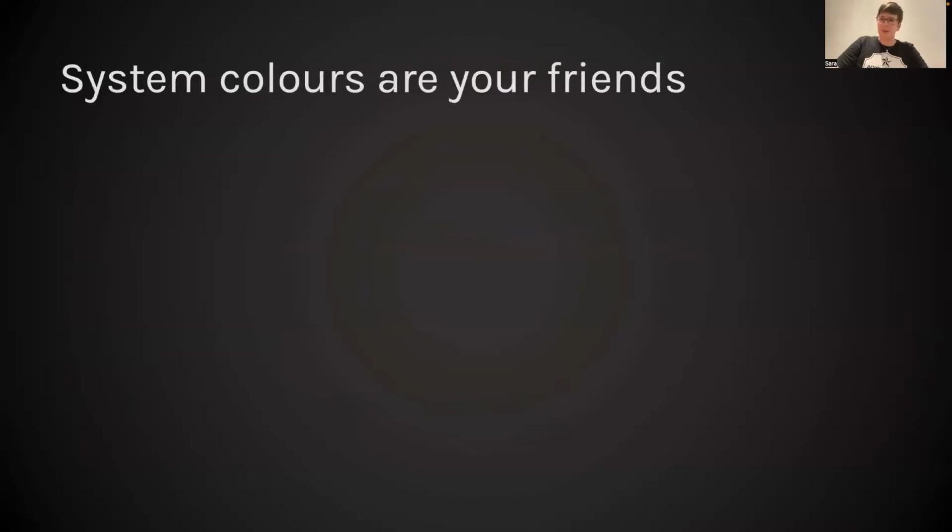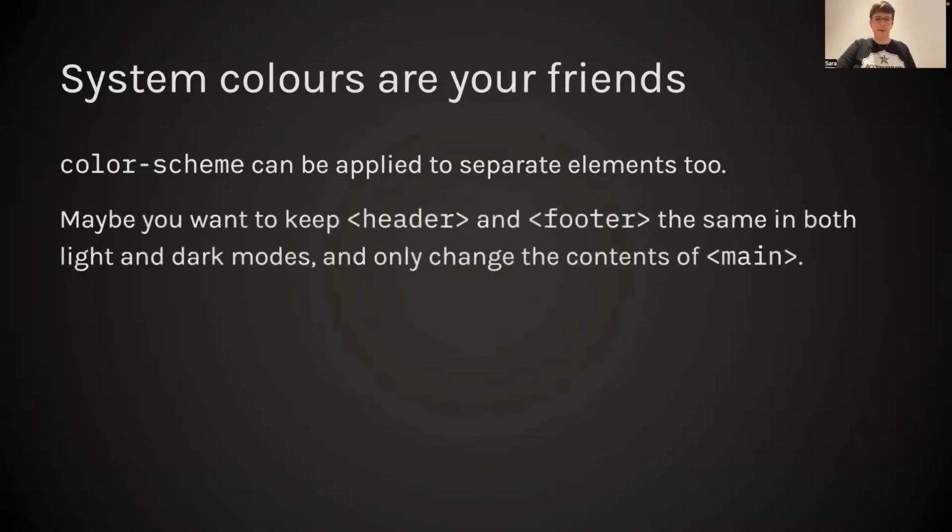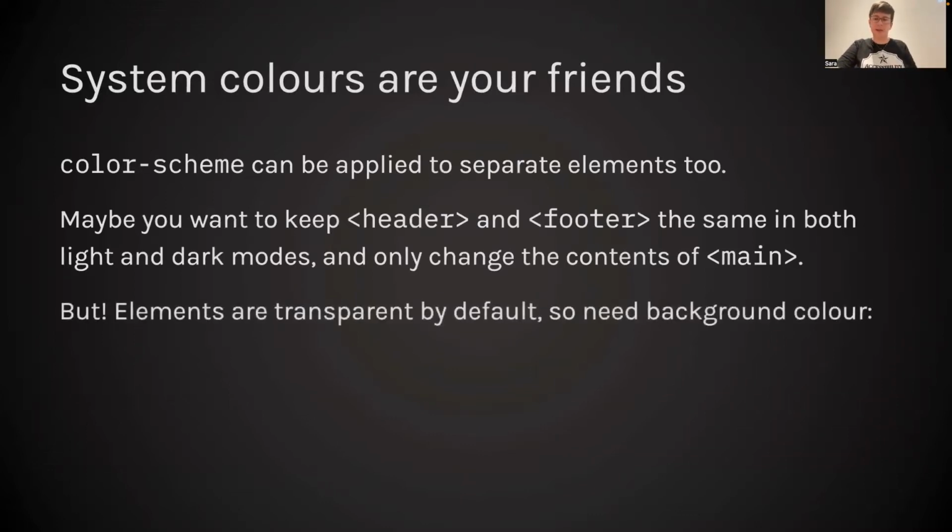So the other thing you can do is apply it just to elements. You don't have to apply it to the whole page. So for example, you might want to keep your header and footer the same, just a particular theme that works for dark and light, and then only change the contents in main where all your reading text is and all the stuff that you want people to spend time on. But because elements are transparent by default, they do need to have a background color. But of course, if you give them white or black or light gray or dark gray, then they're stuck there unless you do media queries.